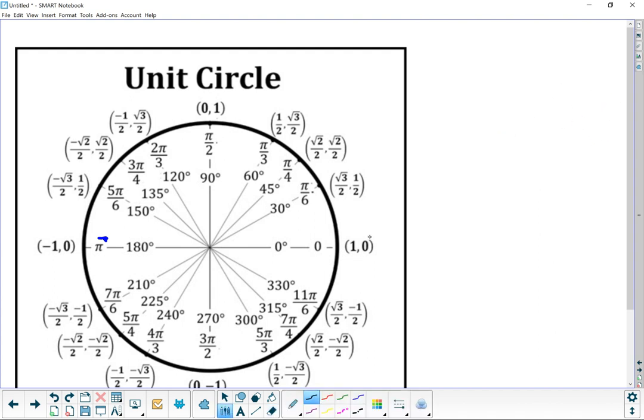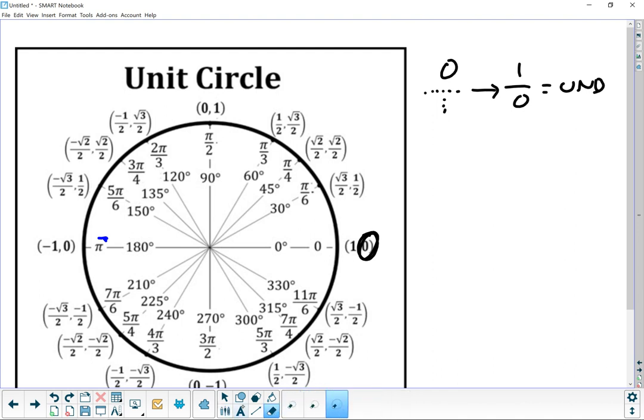Let's see. 0 right here, that's a sine. So basically you can say 0 over 1, but if you flip it, it's going to be 1 over 0. And that's actually undefined, so that's not going to be what we want. So it's not going to be either this one or this one. So the answer is not 0 or pi.